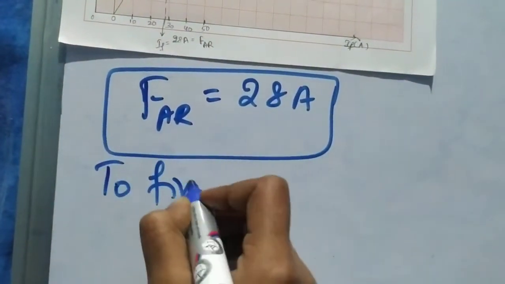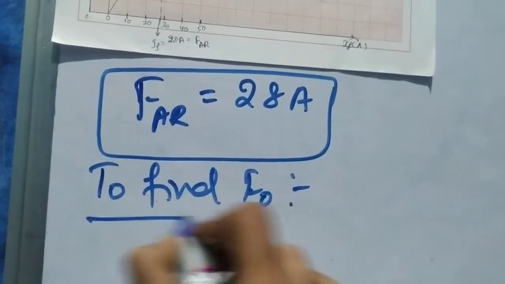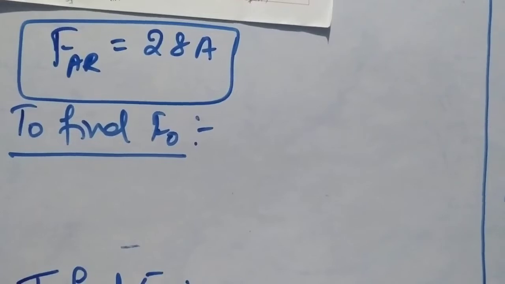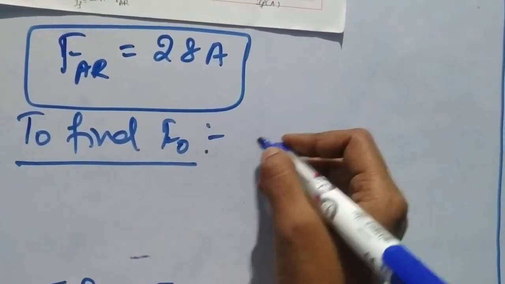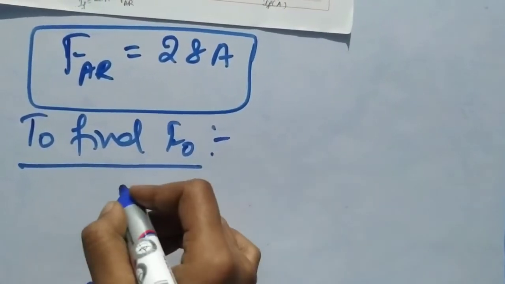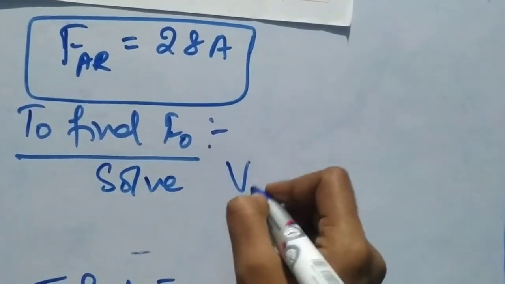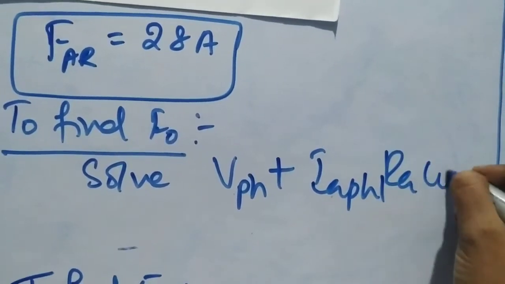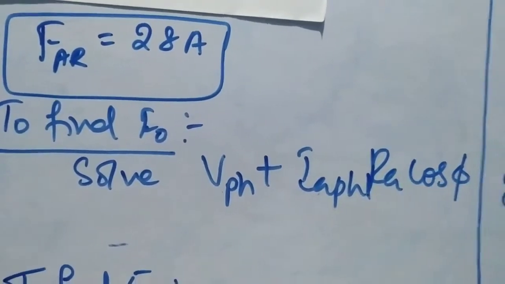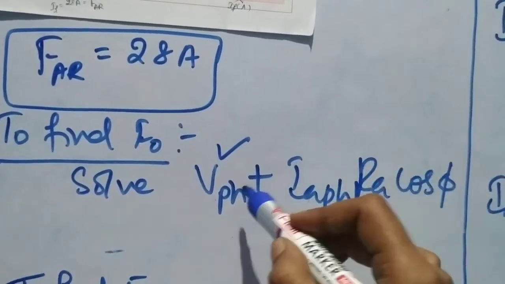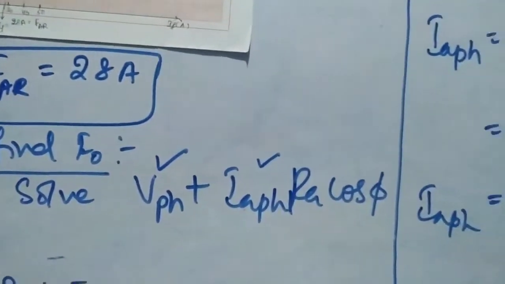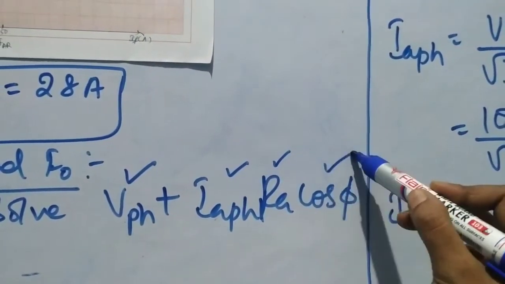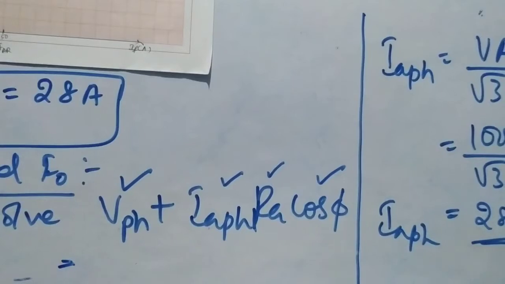To find F0, that is the field current to obtain the corresponding open circuit voltage, we need to solve V phase plus IA phase into RA into cos phi. V phase is given, IA phase we have got as 288.67, RA is given in the data, and cos phi is given in the problem. So let us solve this value.